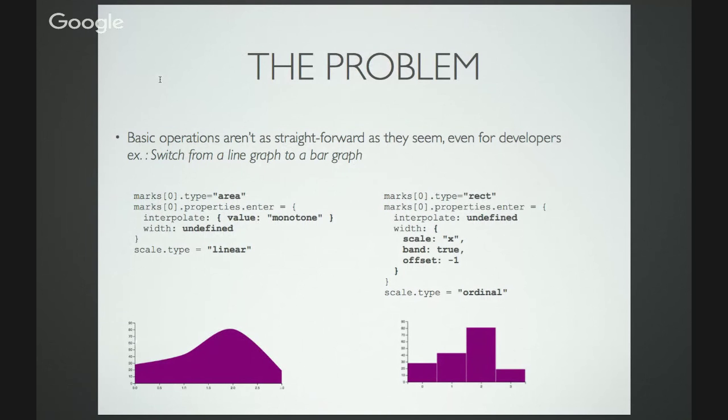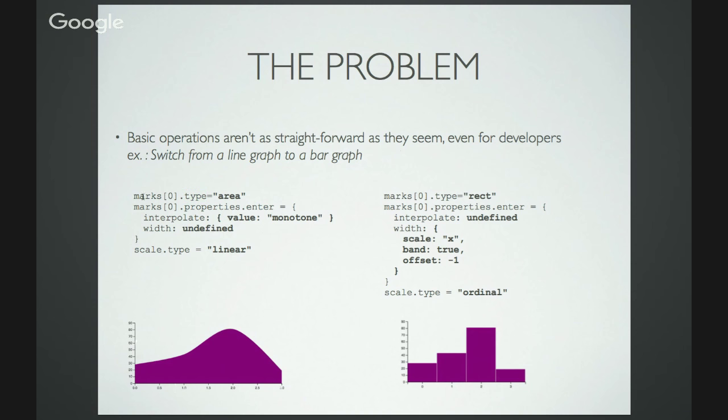Another problem here is that basic operations aren't as straightforward as they seem, even for developers. This is something I figured out over the summer. For example, if we try to switch a graph from a line graph to a bar graph, which is the example right here, you don't really have a property to just switch from line to bar. It's not really that simple.